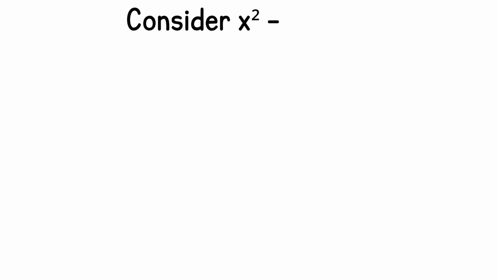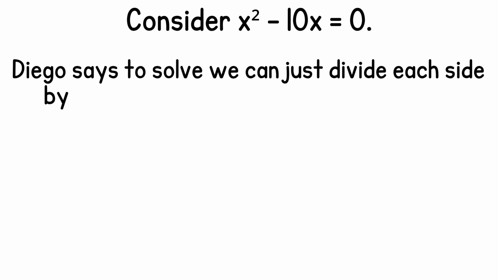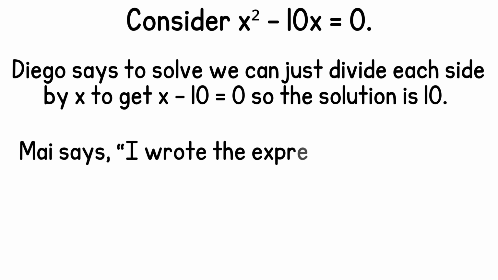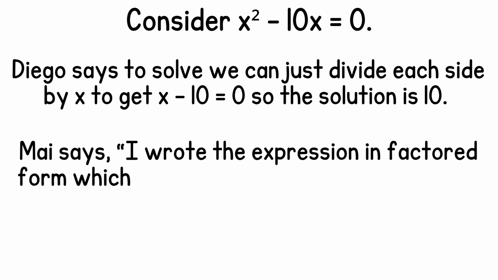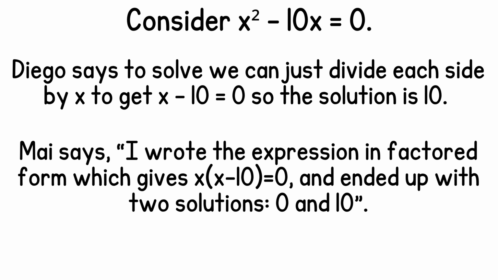Now we're going to consider the equation x squared - 10x = 0. Diego says to solve, we can just divide each side by x to get x - 10 = 0, so the solution is 10. And Mia says, "I wrote the expression in factored form, which gives x(x - 10) = 0, and ended up with two solutions of 0 and 10." So we're going to determine which student was correct.